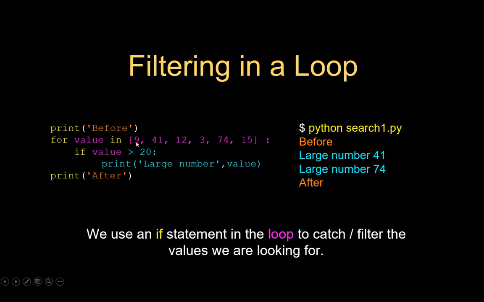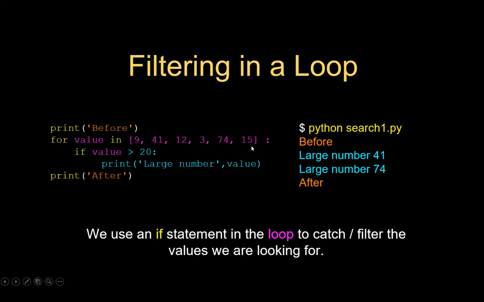So the first time we ran it, we have 9. 9 is not greater than 20, so this will not be executed. We will go to the next iteration. 41 is greater than 20, so we will fall into this if statement. We're going to print large number and value. So large number and value is 41. 12 is not greater than 20. We go back again. 3 is not. We iterate again. 74 is. We're going to print this again. So we're going to have large number is 74.